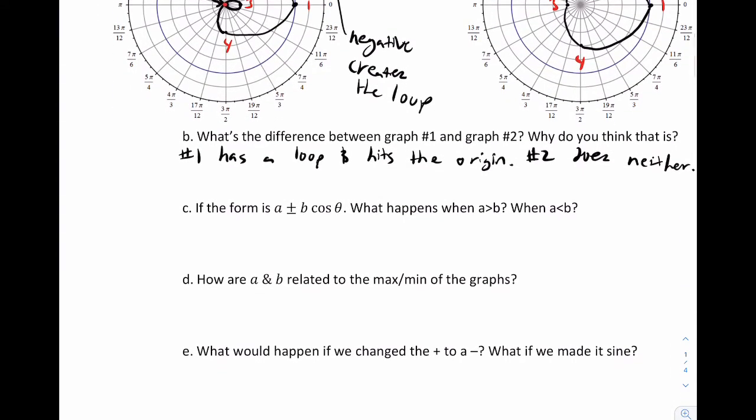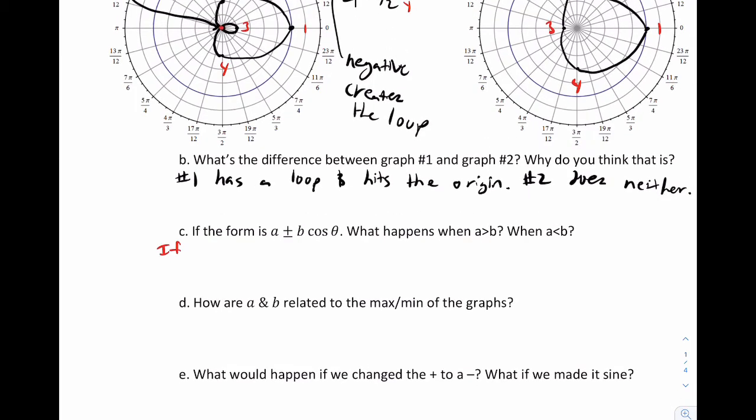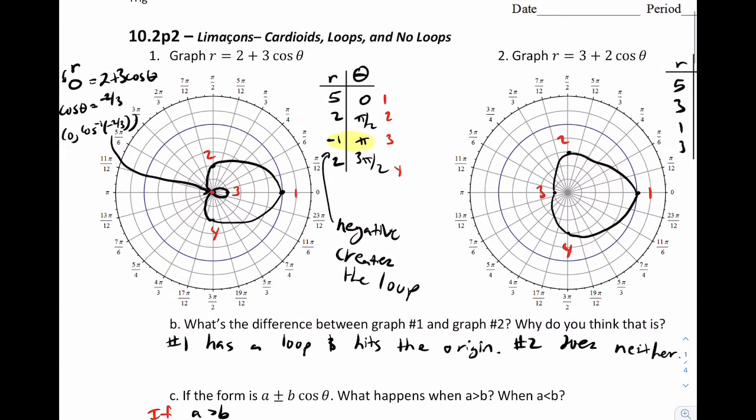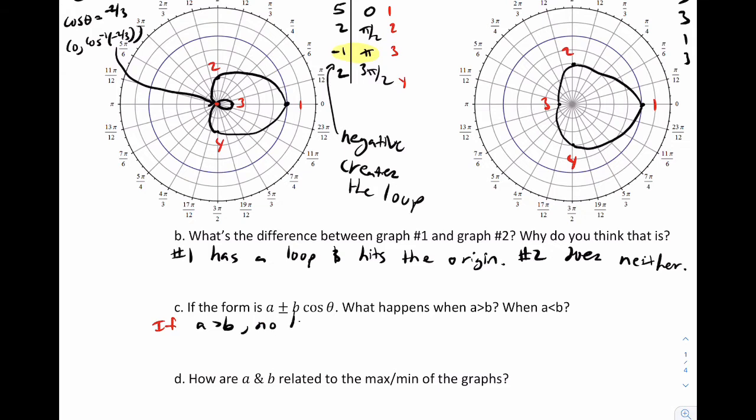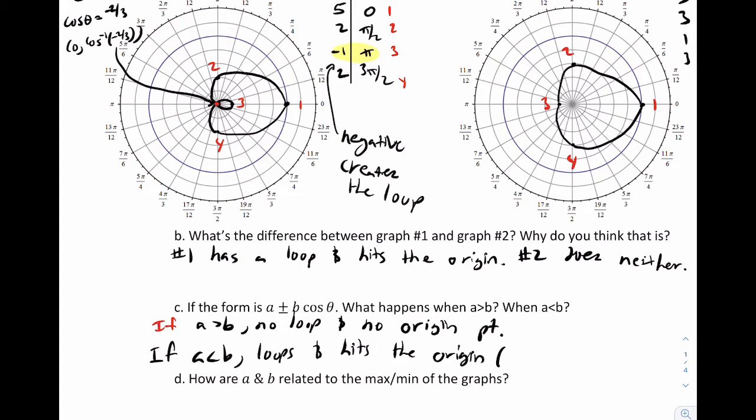Next question. If the form is a plus or minus b cosine theta, what happens when a is bigger? What happens when a is less than b? Okay, so if a is greater than b, so look up here, if the first number is bigger, there is no loop and no origin point. If a is less than b, it loops and hits the origin. And again, that's because it has the potential to be negative.